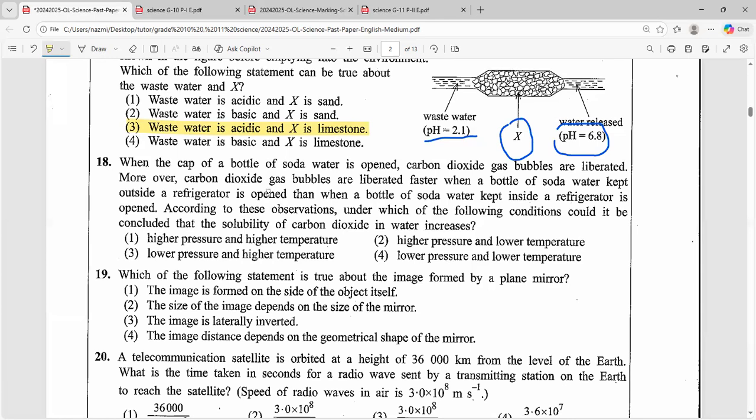18th one. When the cap of a bottle of soda water is opened, carbon dioxide gas bubbles are liberated. Moreover, carbon dioxide gas bubbles are liberated faster when a bottle of soda water kept outside the refrigerator is opened than when a bottle kept inside a refrigerator is opened. According to these observations, under which of the following does the solubility of carbon dioxide increase? High pressure and low temperature, no? Lower temperature means solubility increases, that is only for gases. High pressure also increases the gas solubility. Second one.